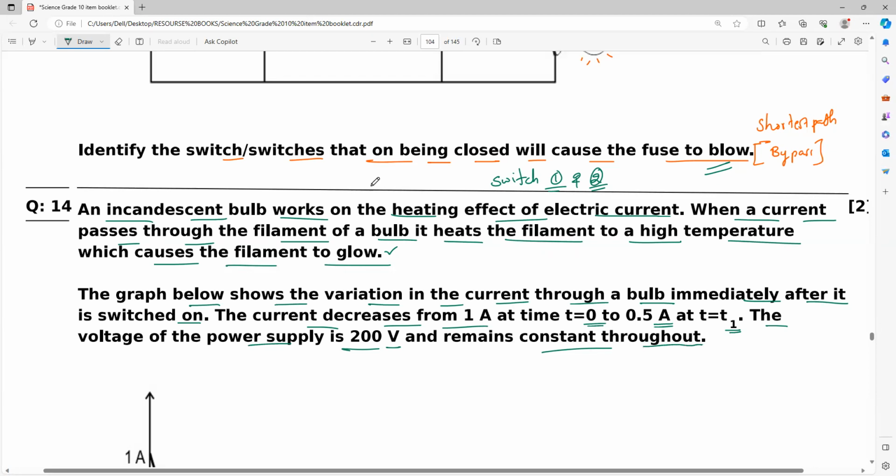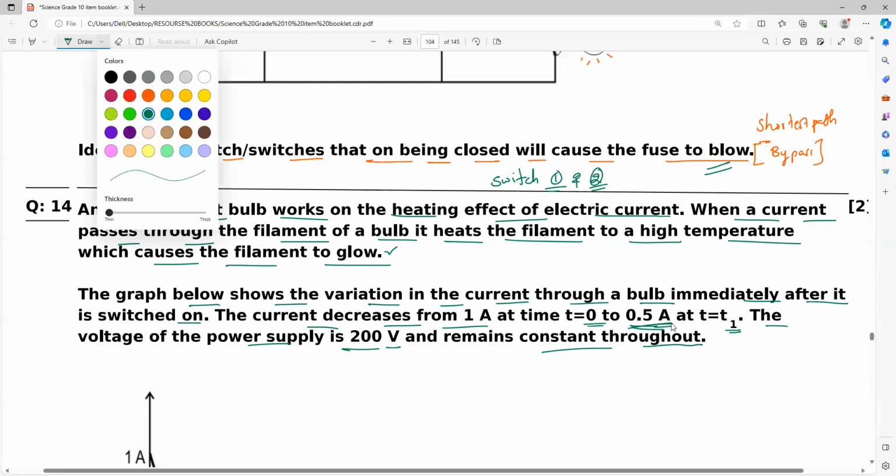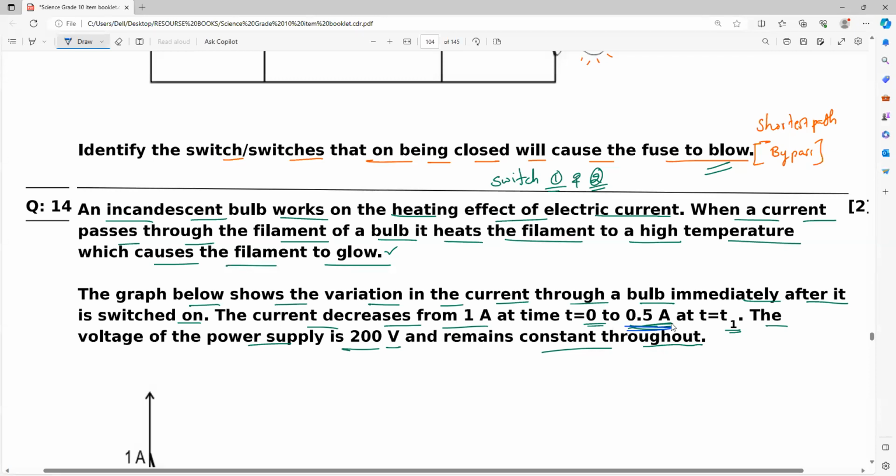See, as soon as you switch on the bulb, how much current is passing through it? 1 ampere. Understand? After a certain time t1, how much current is passing through it? 0.5 ampere. So what is the reason behind the sudden decrease from 1 ampere to 0.5 ampere?